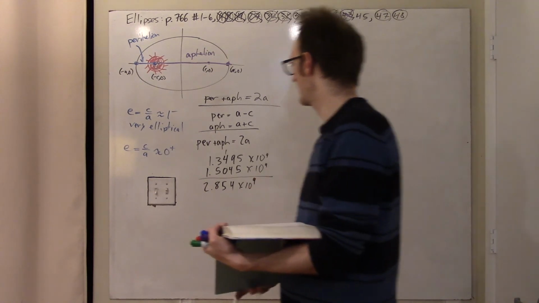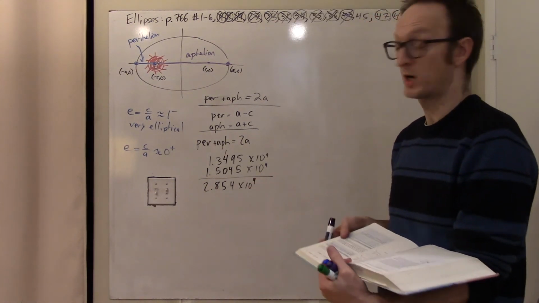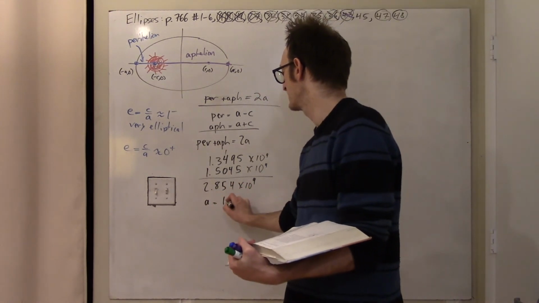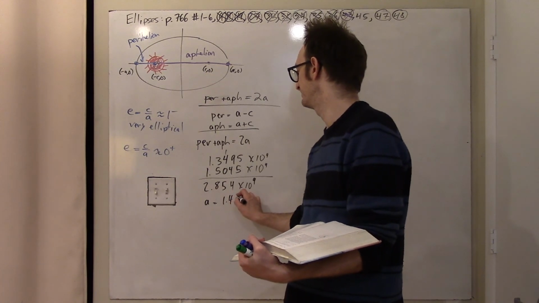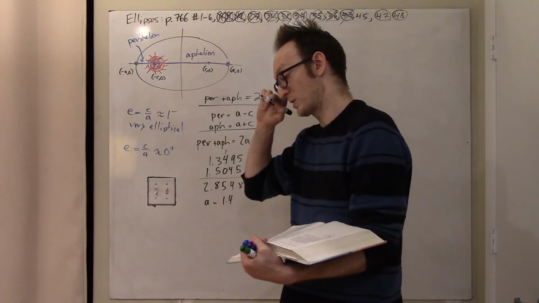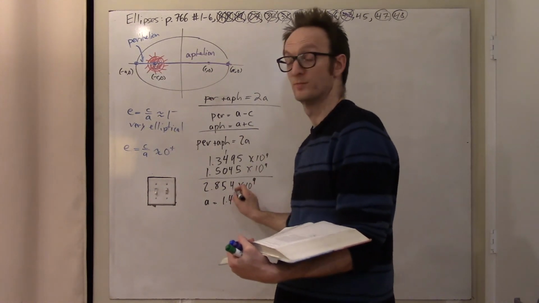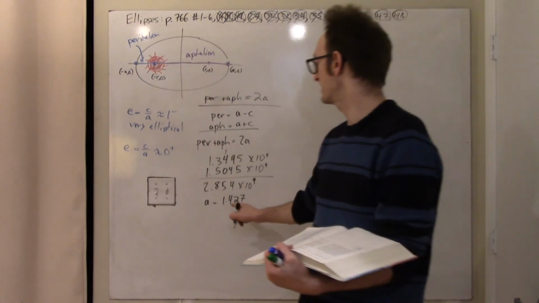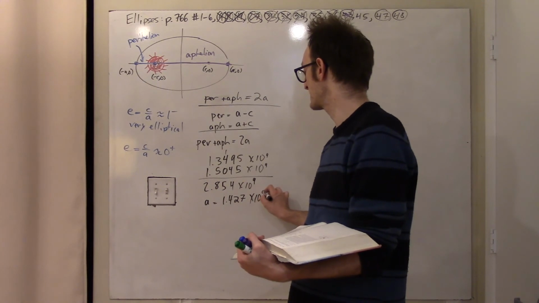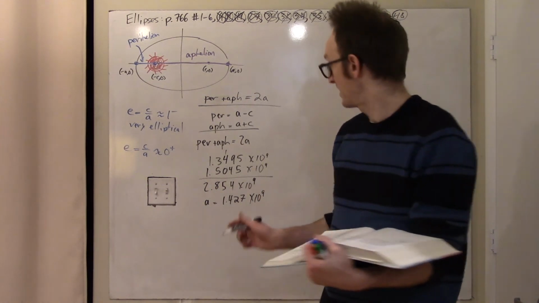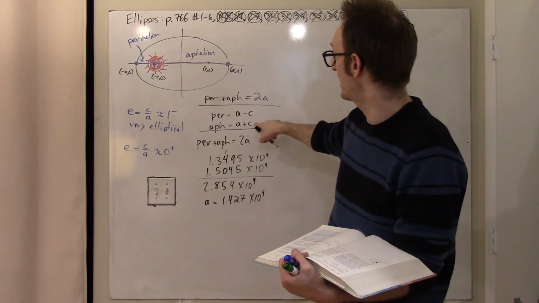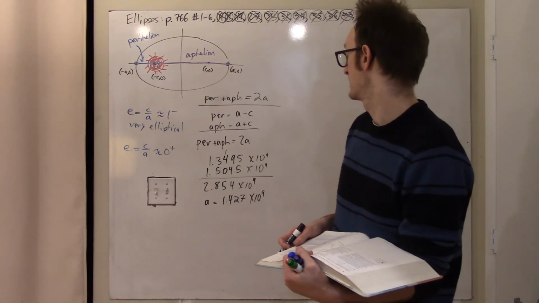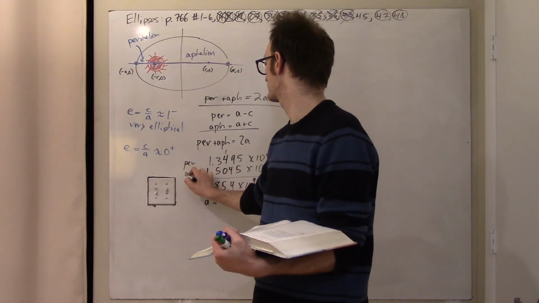So, what do I know? I know that 2.854 is the length of the major axis, and therefore a is just going to be half of that. Half of 54 is 27. So a must be 1.427 times 10 to the 9th, and what's c? Well, this was the perihelion, and this was the aphelion.